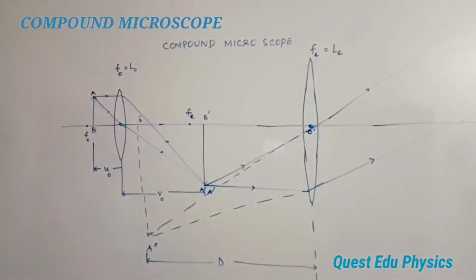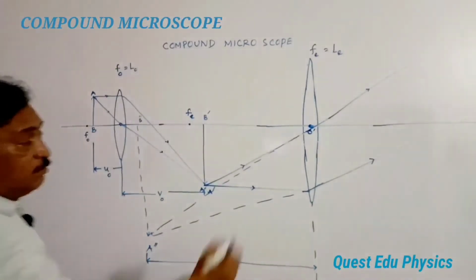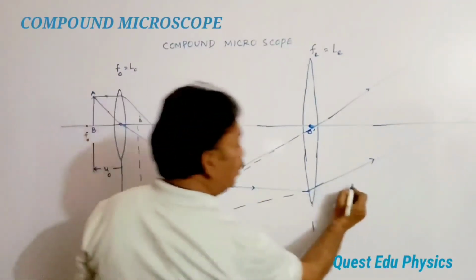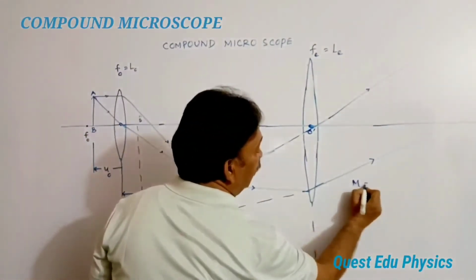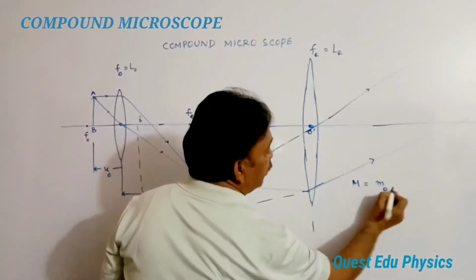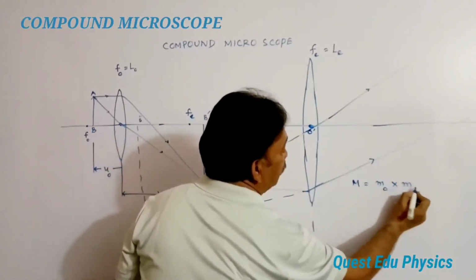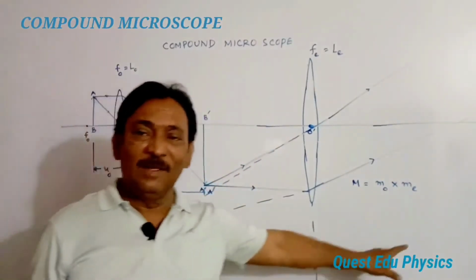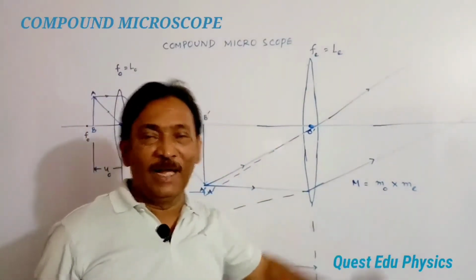Okay, students. Here we have to get the magnification. The magnification is due to the two lenses, students. That's why we are taking the magnifying power as the multiplication of the magnification produced by the objective as well as the magnification produced by the eyepiece.